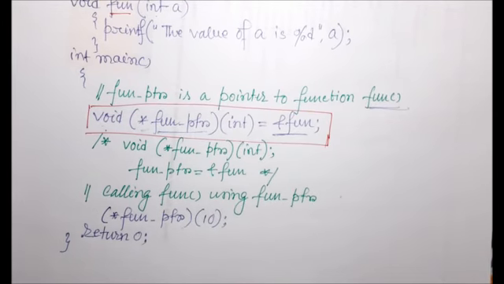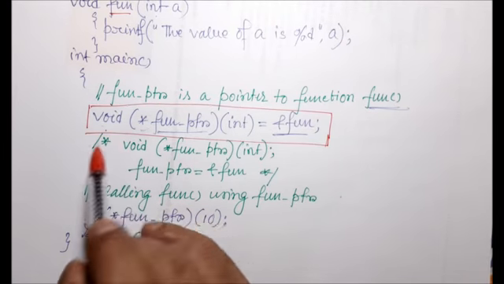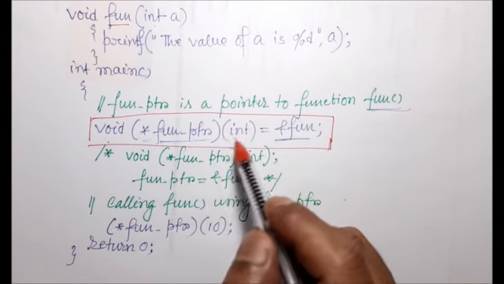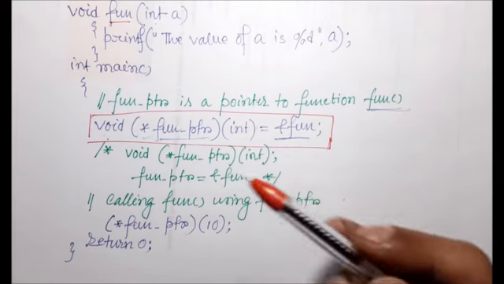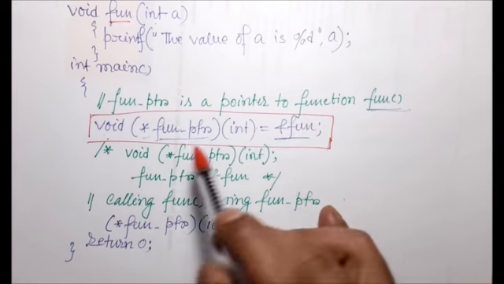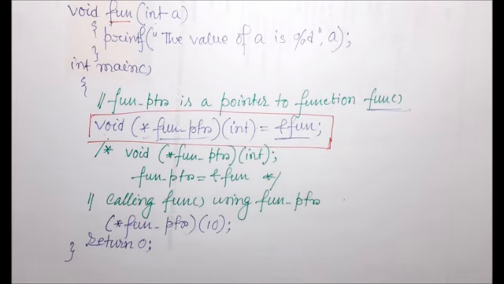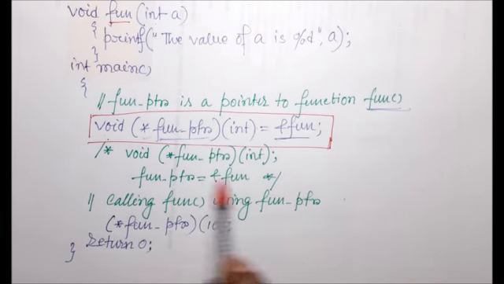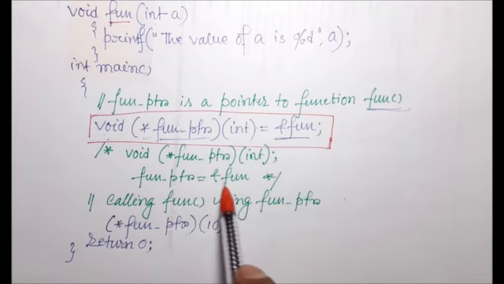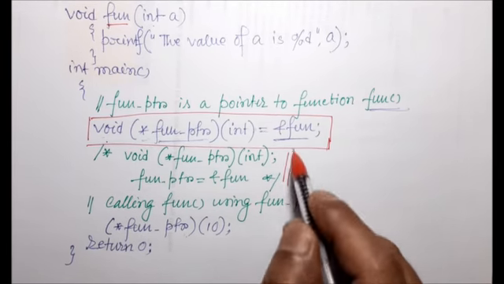To make it simple, please remember: first write the return type, then the name of the function pointer, then within the first bracket the argument type of this function, and equal to the address of this function. So this address is assigned to this pointer to function. And you can write this line in an alternative way. We can first just declare the pointer to function, and then assign the function pointer equal to the ampersand of fun. You can use either this one or this one.